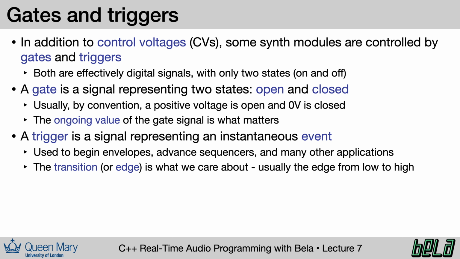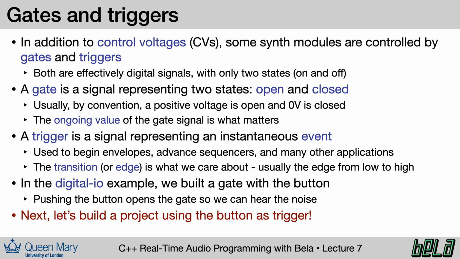By contrast, a trigger is a signal representing an instantaneous event. This is more like the transition or edge that we've been looking at. A trigger might be used, for instance, to begin an envelope, to advance a sequence, or any number of other applications. The key point here is that we're interested in the transition.